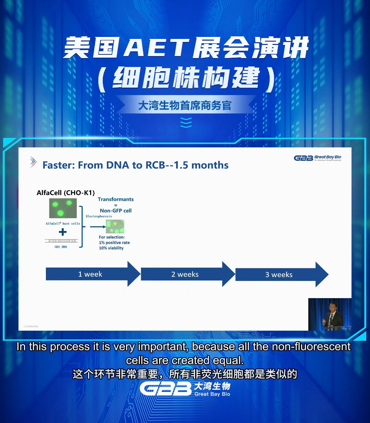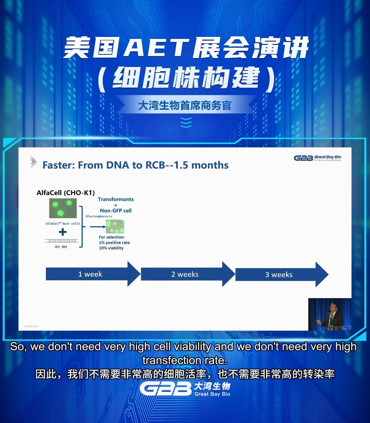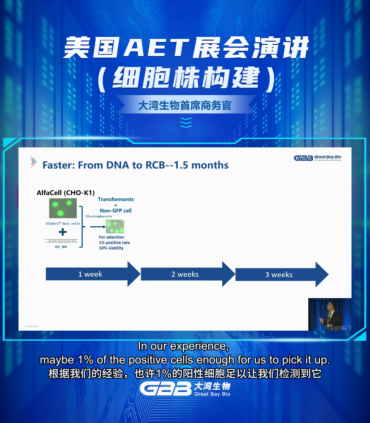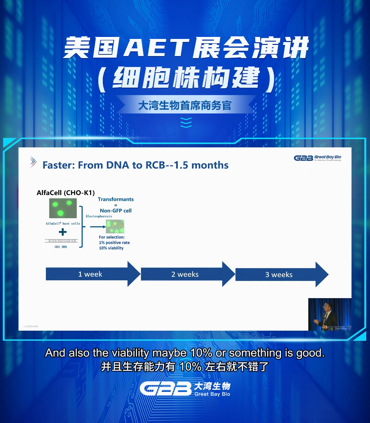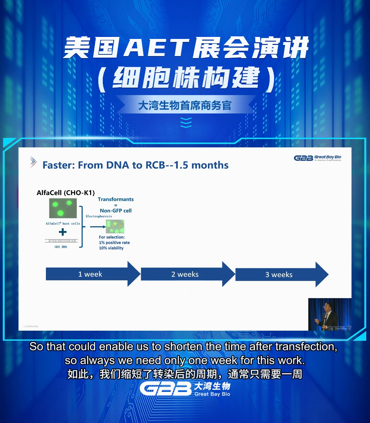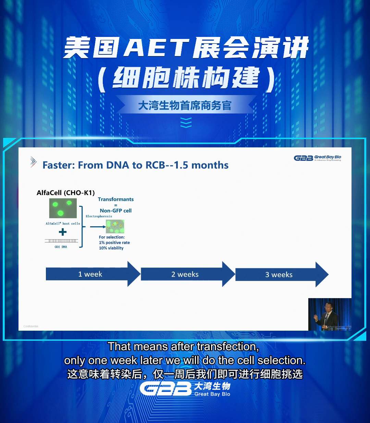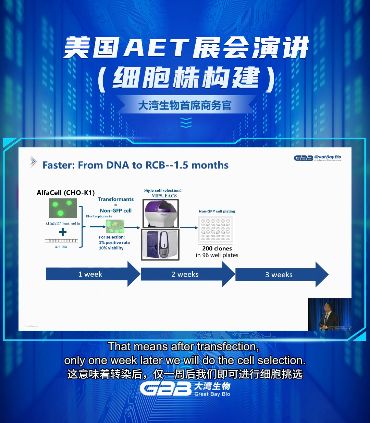In this process, it is very important that all the non-fluorescent cells are created equal. So we don't need very high cell viability, and we don't need a very high transfection rate. In our experience, maybe 1% positive cells is enough for us to pick them up, and a viability of maybe 10% is good. That enables us to shorten the time after transfection. We need only 1 week for this work. That means after transfection, only 1 week later, we do the cell selection.